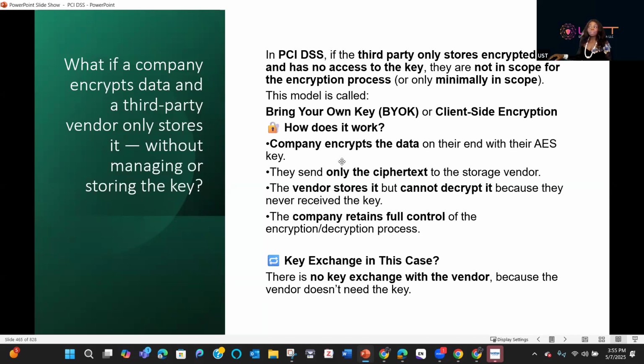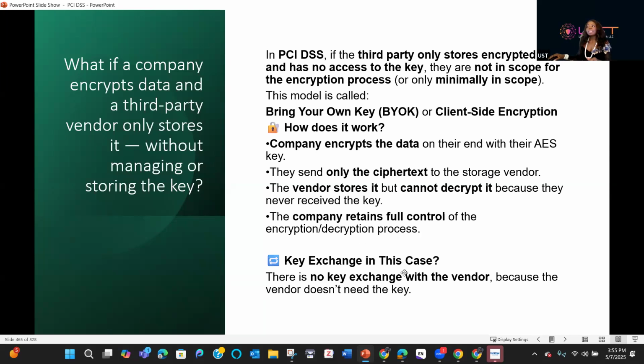But how does it work? The company will encrypt the data on their end with their AES key. They send only the ciphertext, that's the encrypted data, to the storage vendor. The vendor stores it but cannot decrypt it because they never received the key. It's just like when you lock your door. If somebody has the wrong key, they cannot enter your house. The company retains full control of the encryption and decryption process.